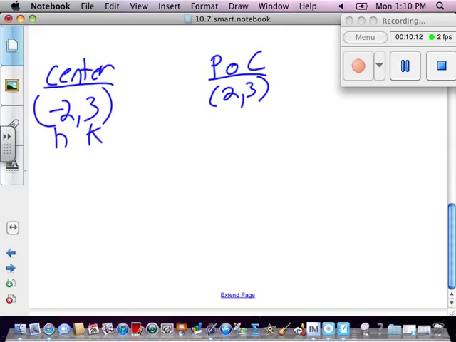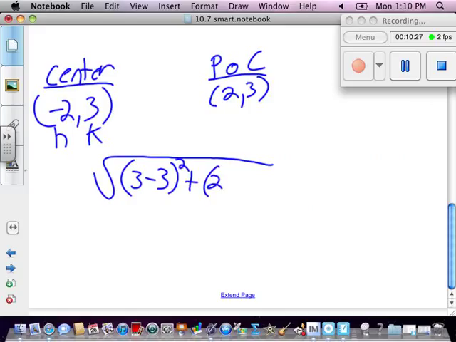So how do we find the radius? We find the distance between the center and a point on the circle. So we take the square root of y minus y squared plus x minus x squared. Okay, 3 minus 3 is 0. Square root is 0. This becomes positive. 2 plus 2 is 4. 4 squared is? What's the square root of 16?